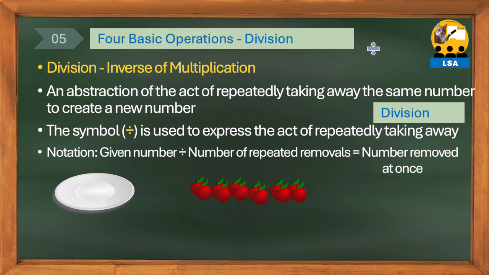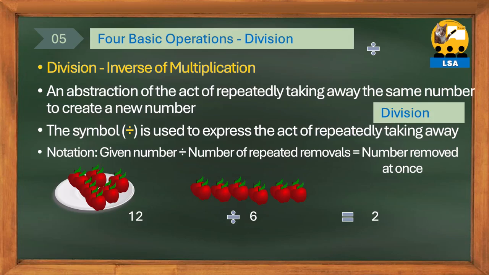If we denote the entire action process with symbols, we divide the given number 12 by the number of repeated removals, 6, to get the number removed at once, 2. You should be able to read the meaning by looking at this formula. It means that if you take away the given 12 items 2 at a time for 6 times, you can remove them all.